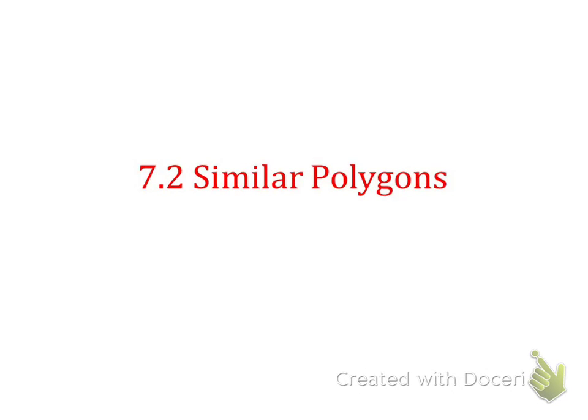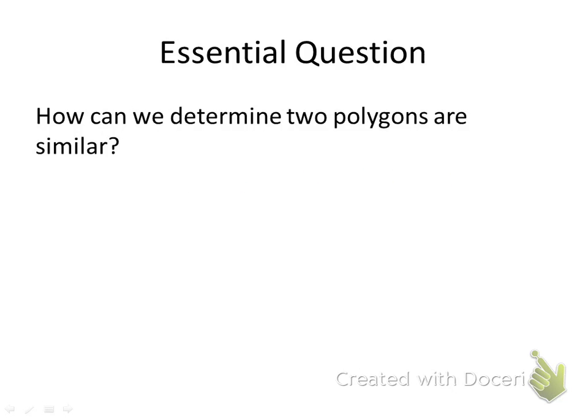Today we're discussing similar polygons. We're going to see what we did in the past. Previous days we talked about ratios and how ratios can make up proportions, like this equation where we can cross multiply and divide possibly, and what it has to do with similar polygons. So the essential question of the day: how can we determine two polygons are similar?